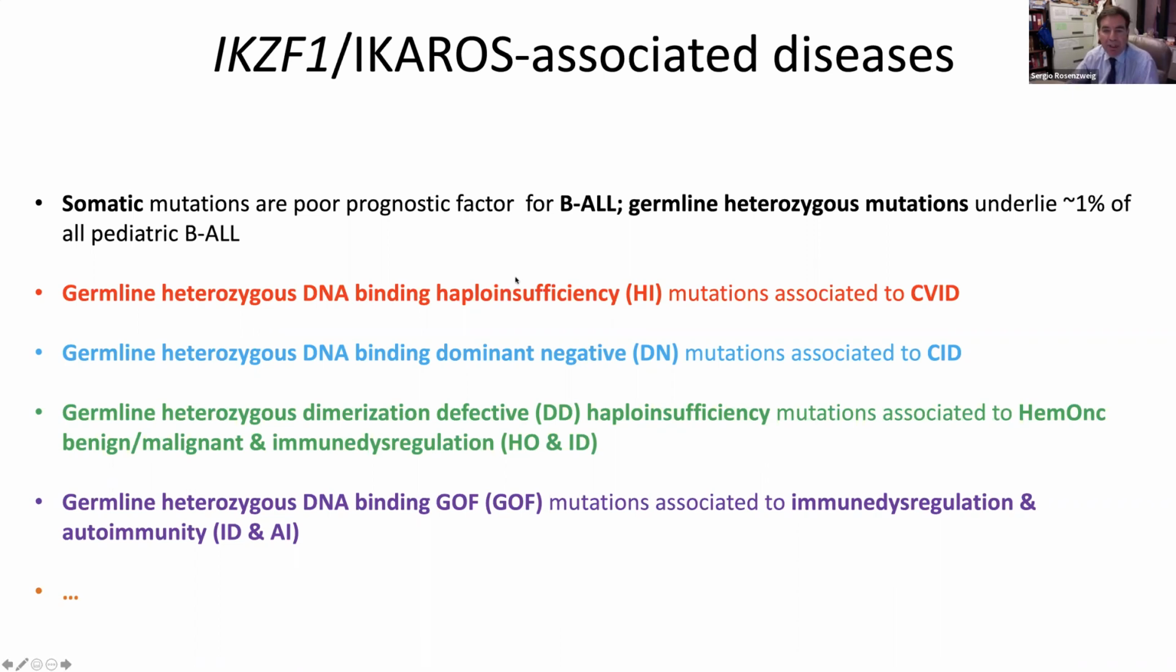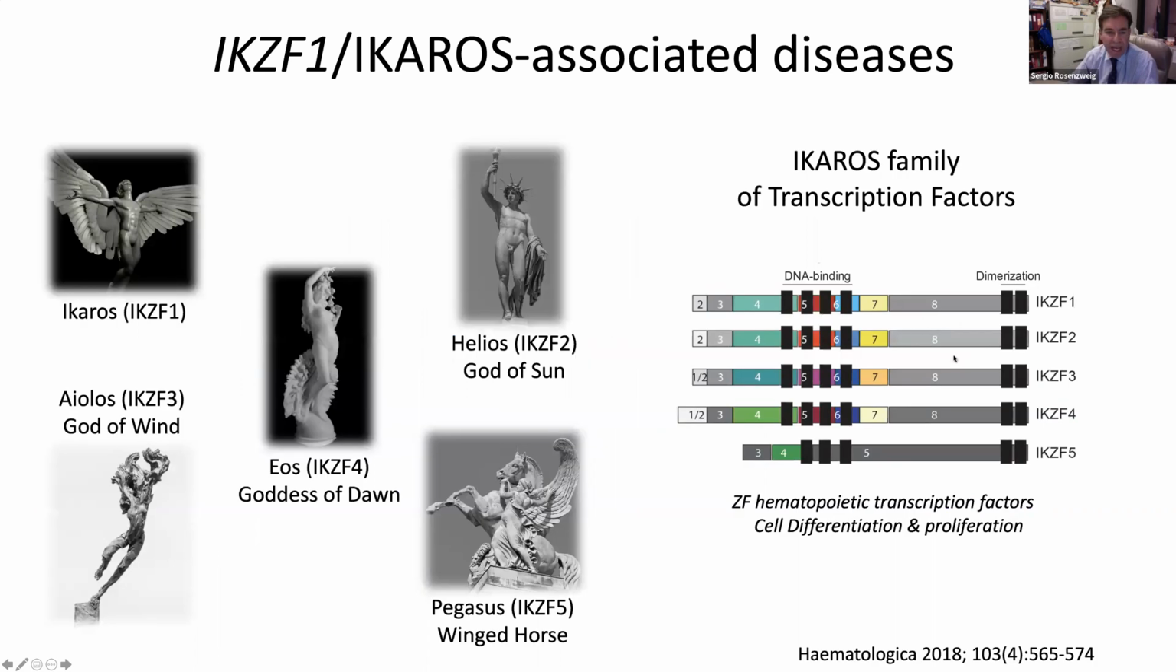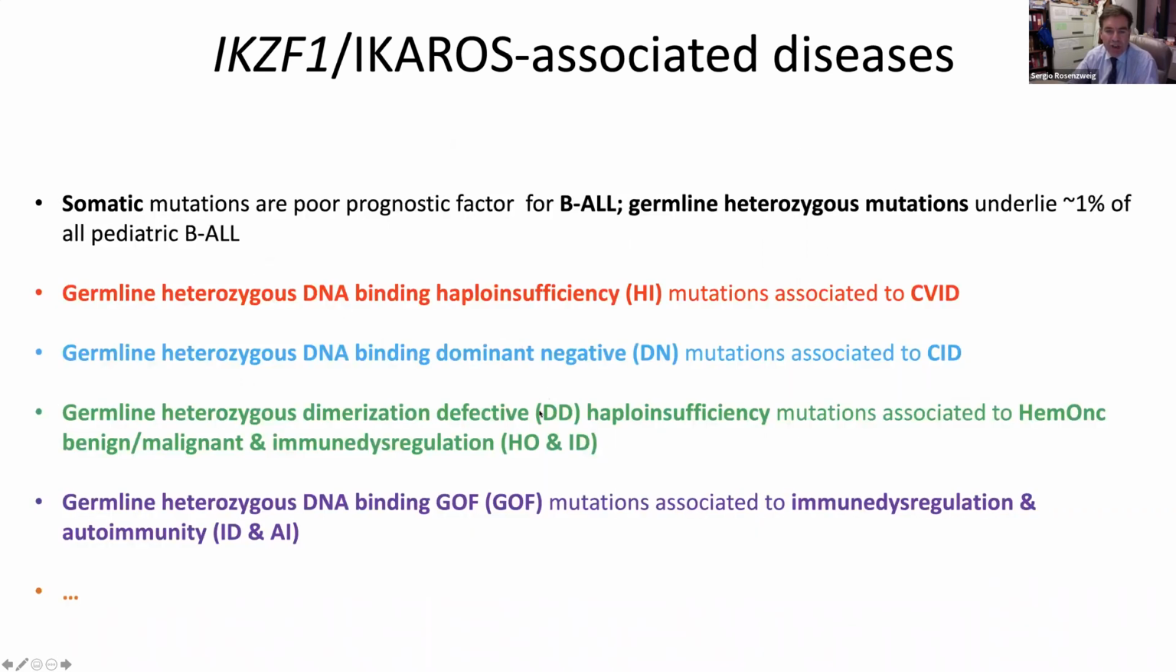So we have the haploinsufficiency mutations that are associated with CVID. We have the dominant negative mutations that are associated with CID. We have the dimerization defective mutations that are associated with benign, malignant, and immune dysregulatory hem-onc manifestations. And we have the germline heterozygous gain of function mutations that are associated with immune dysregulation and autoimmunity.